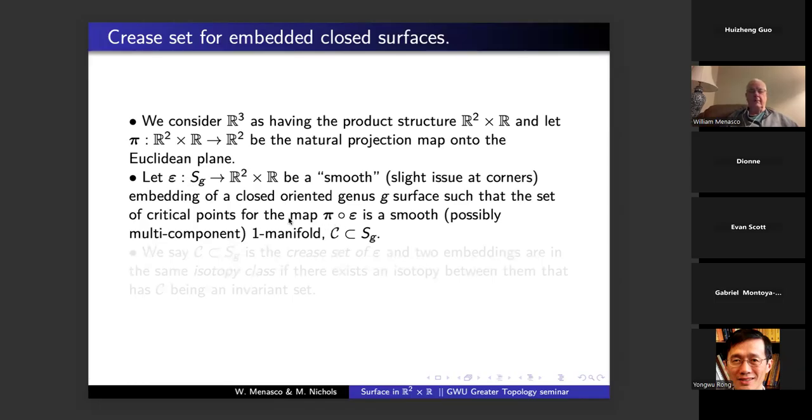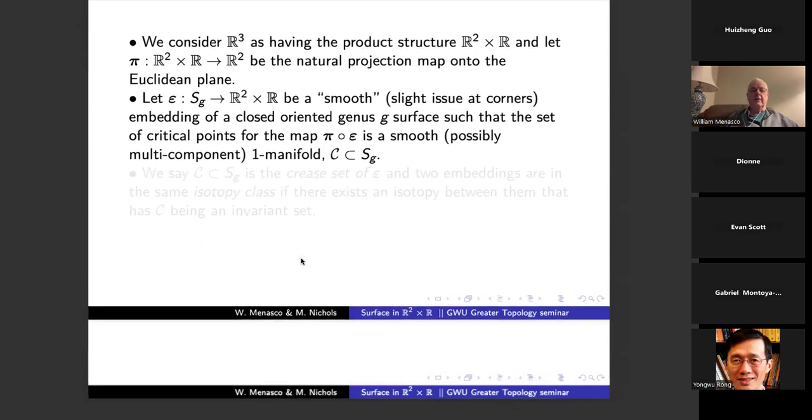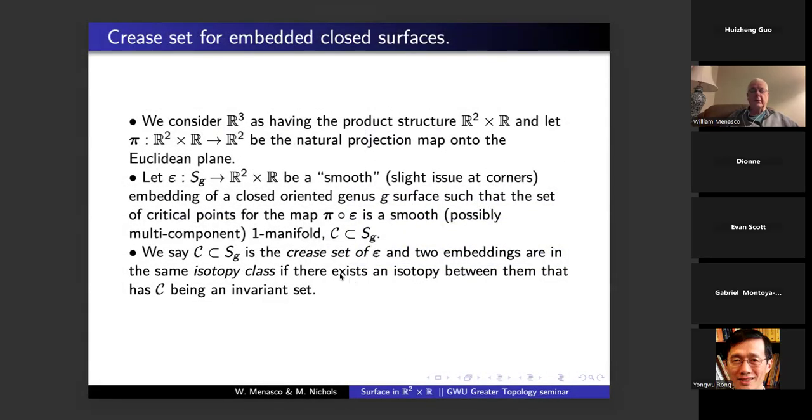The regular points are where the differential of this map is non-degenerate, and the critical points are where it degenerates. All right. That set, this multi-component one manifold, is what we call the crease set.